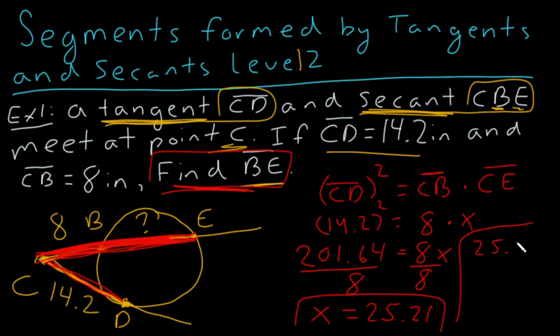Our whole line is 25.21, and we know that this part right here, CB, is 8. Well, if we know the whole and we know a piece, we're simply going to do 25.21 minus 8. And what is 25.21 minus 8? Well, of course, that would give us 17.21. And in this case, that is the length of BE, 17.21. And remember, our units are inches.